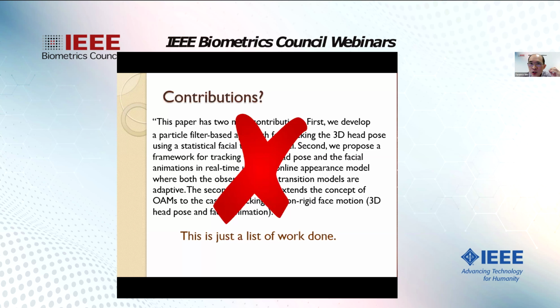Do any of these actually contribute to science, to scientific knowledge? You would say no, right? You can do many things, most of which do not contribute anything at all to scientific knowledge. So therefore, do not confuse the two. When you write your contribution, it should be contribution. It should not be a list of what you did.